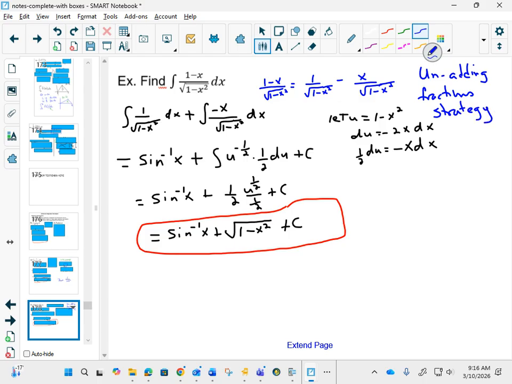I like the way that sounds. Unadding fractions strategy. You break up your equation into two separate things. And a lot of integration, which is why lots of people find integration frustrating, is because you have to use creativity in math.